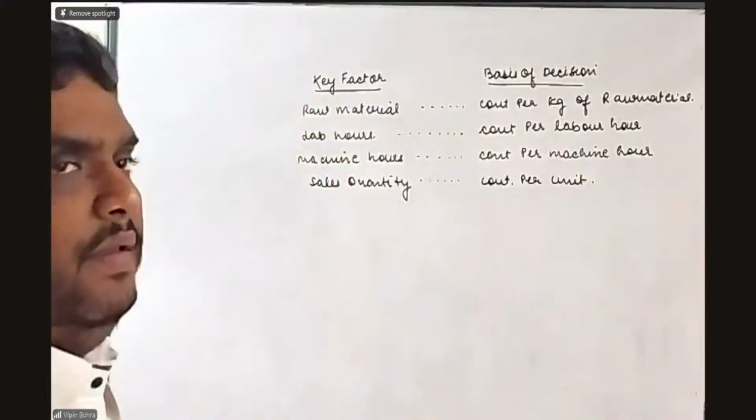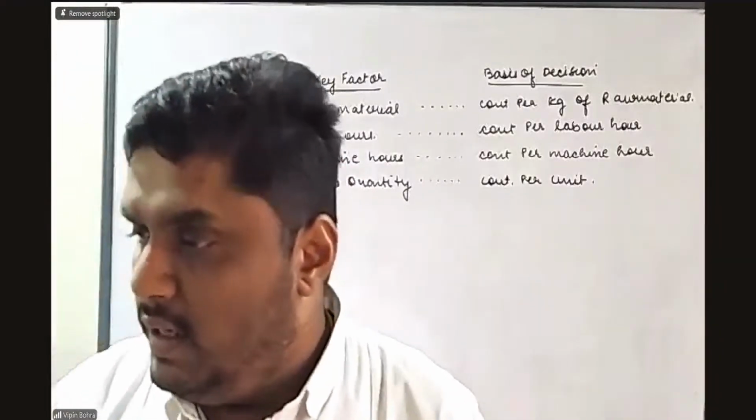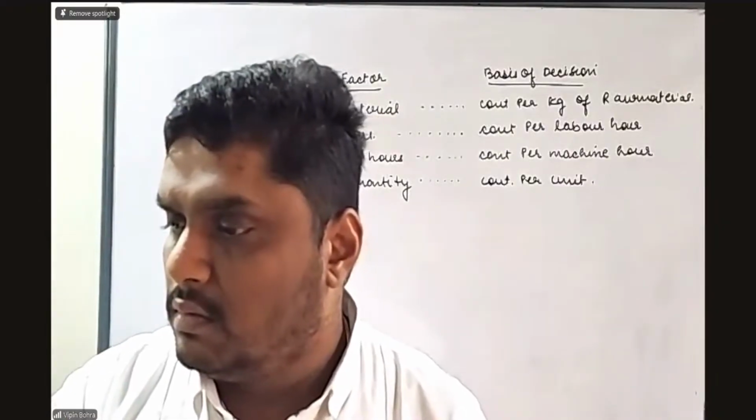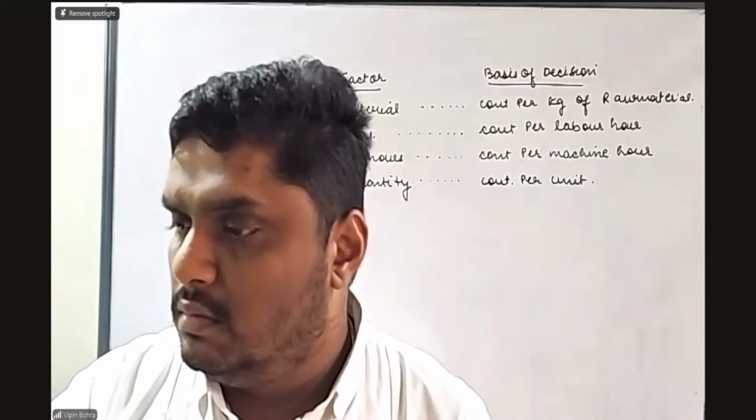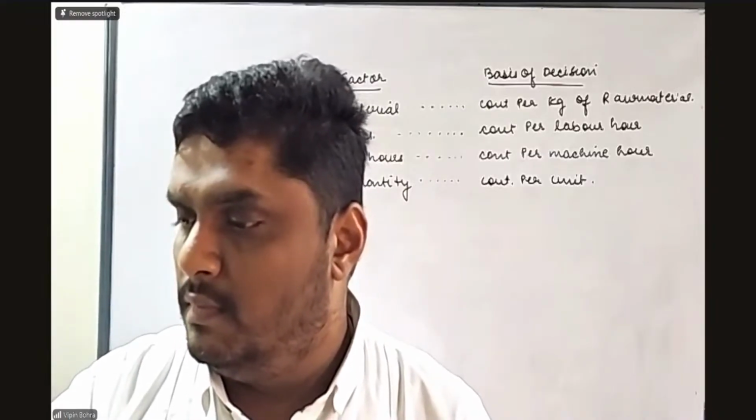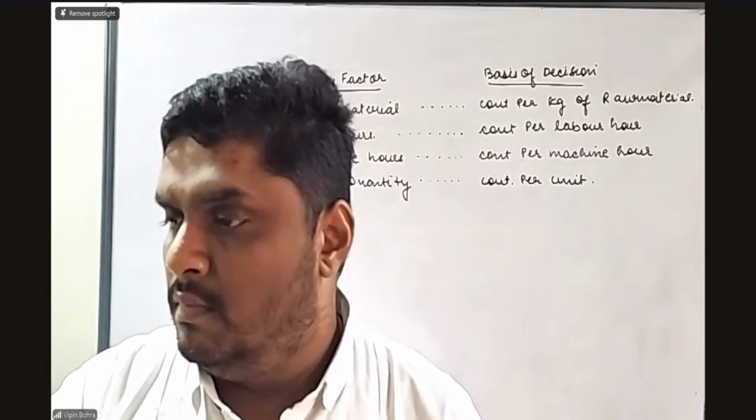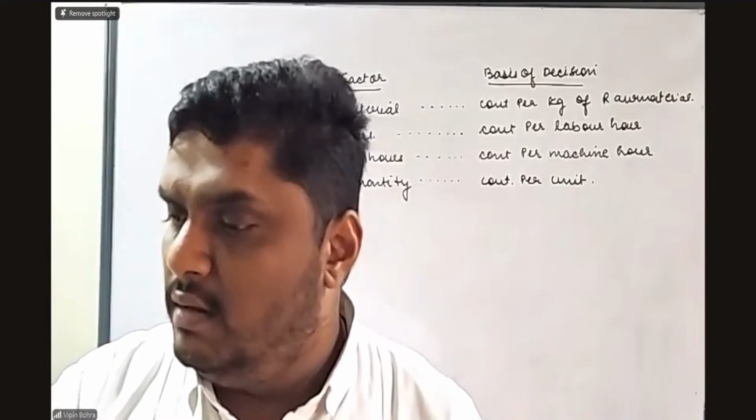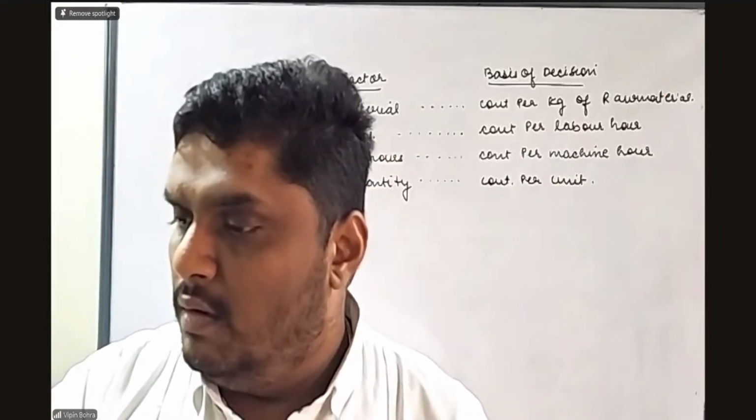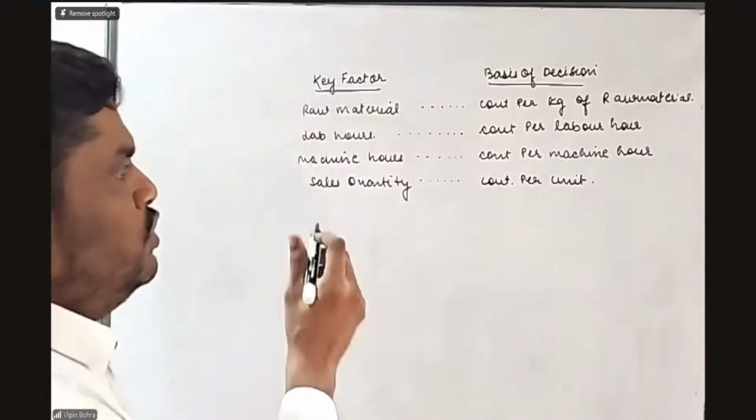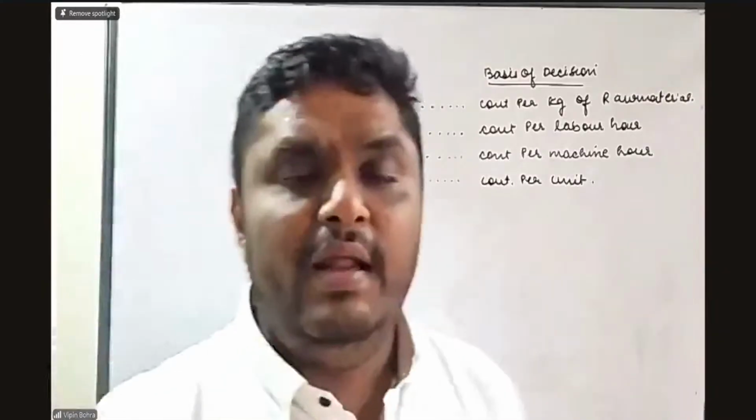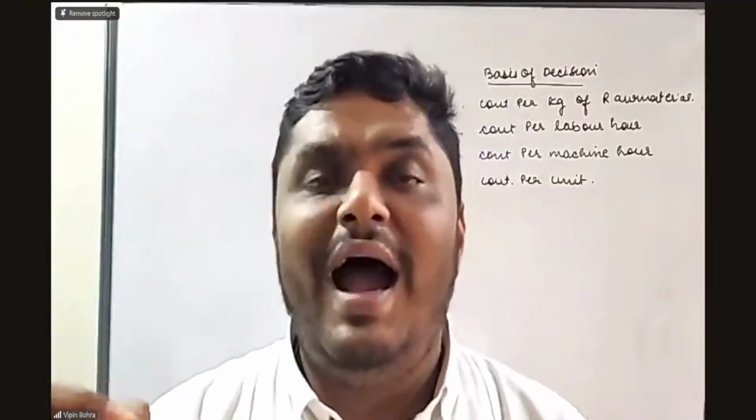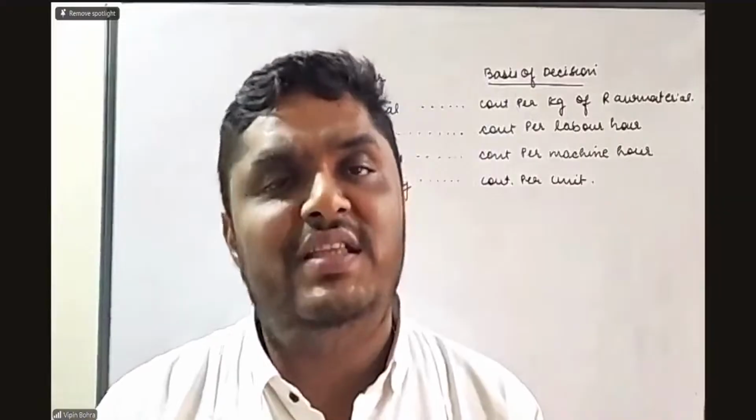Let's take one more case. Let me check if there are any queries first. You can frame a question, Tanu, and decide which one is correct. Yes, Meenu. So if the sales quantity is the limiting factor, contribution per unit will be the basis of decision. The product with the highest contribution per unit will be manufactured and sold.